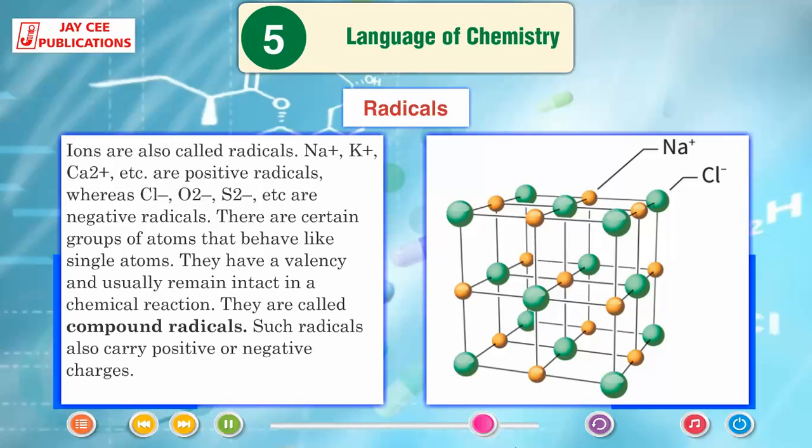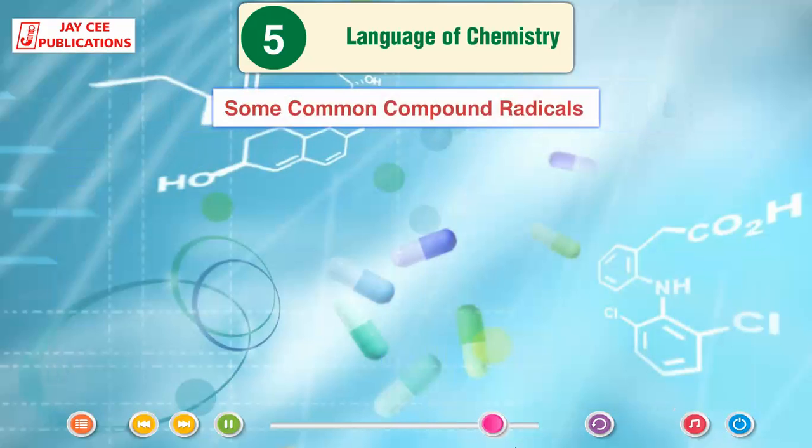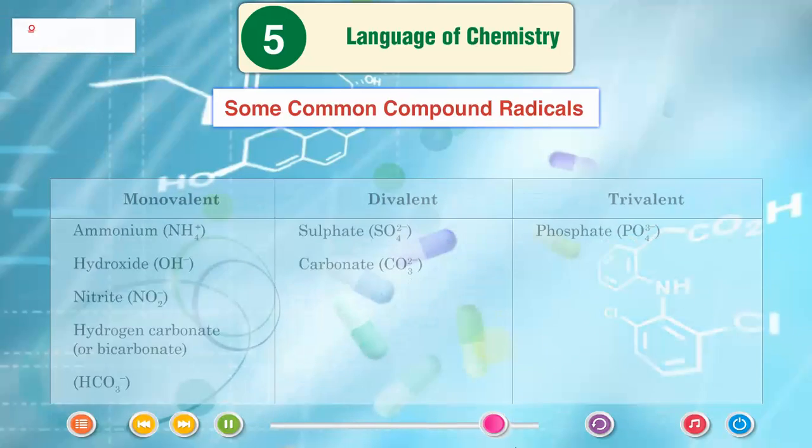There are certain groups of atoms that behave like single atoms. They have a valency and usually remain intact in a chemical reaction. They are called compound radicals. Such radicals also carry positive or negative charges. In the following table, some common compound radicals are given. Some common compound radicals.